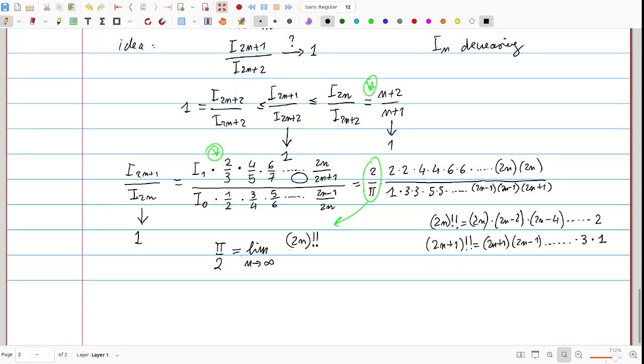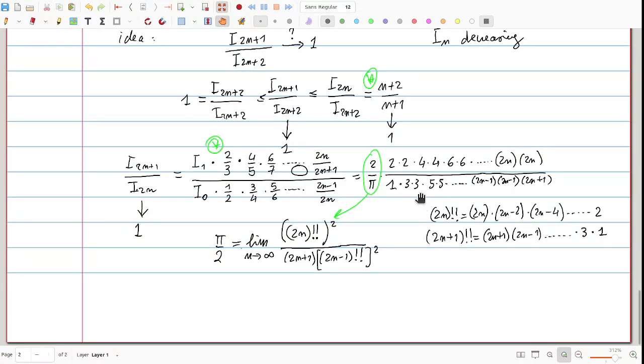And so this is (2n) semi-factorial squared, and here you have (2n plus 1) times (2n minus 1) semi-factorial, again squared. And this is Wallis' formula written in this formal way.